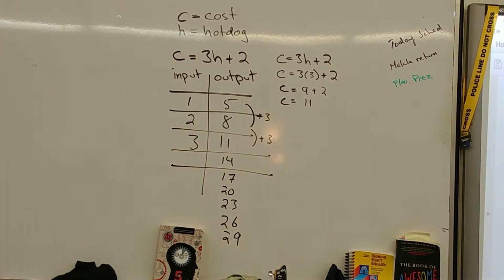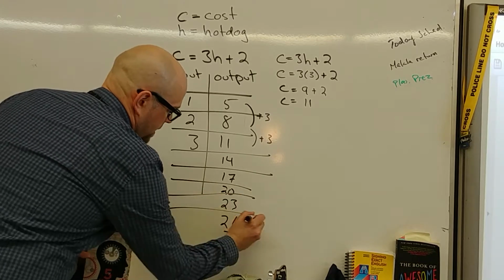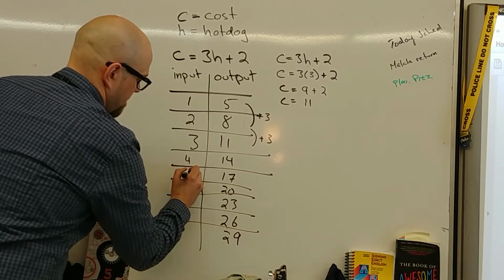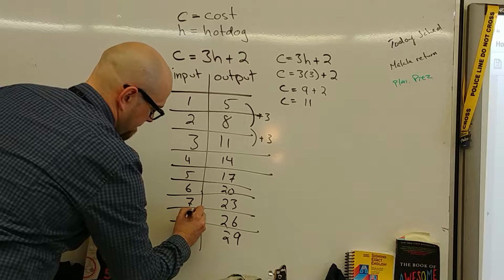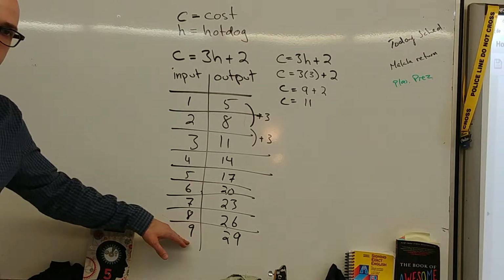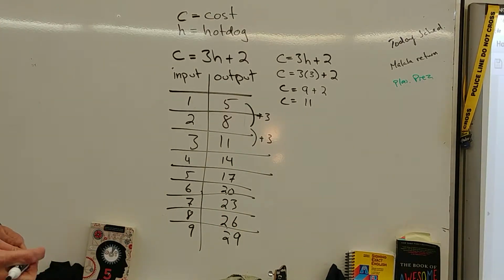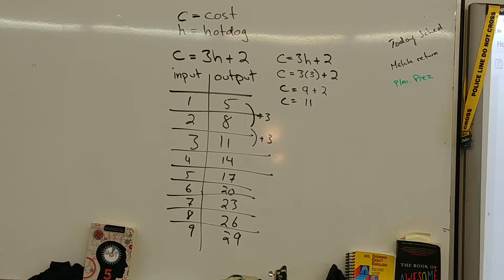I don't know if that's on camera. Let's see. It is. So we can see that if we keep going up to 9 hot dogs, then it's going to be $29. So input, I'm getting 9 hot dogs. Output, it will be $29. Let's look at the next example.